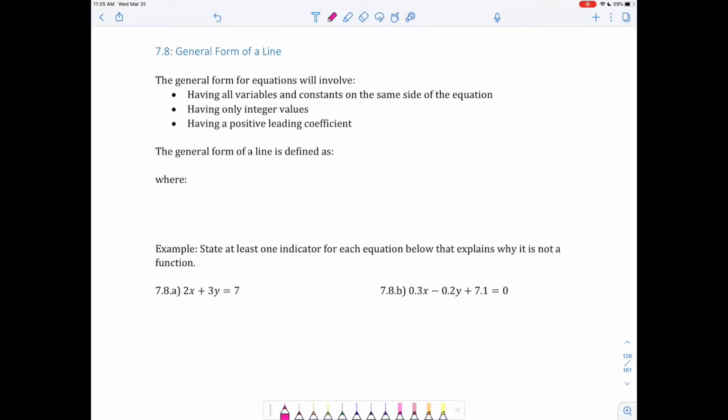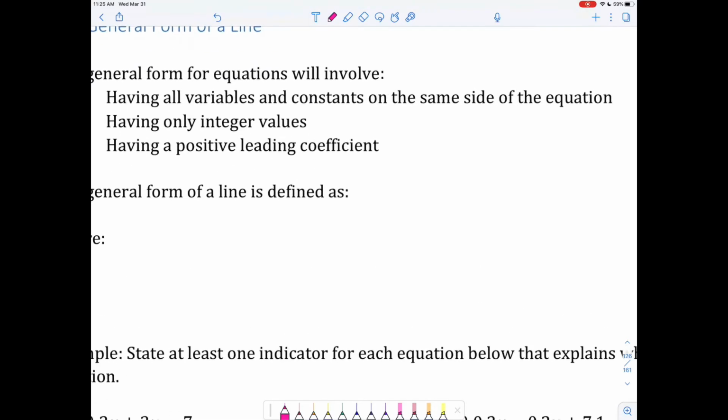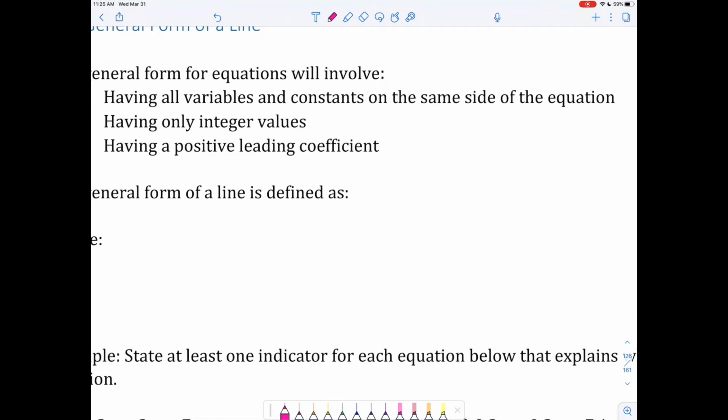If we look at the requirements for the general form of a line, we're generally looking at having all variables and constants on the same side of the equation and then nothing on the other side. So like something equals 0? Yeah, just like that. We'll also only use integer values. So we won't have fractions, we won't have square roots, or decimals. And we will have a positive leading coefficient.